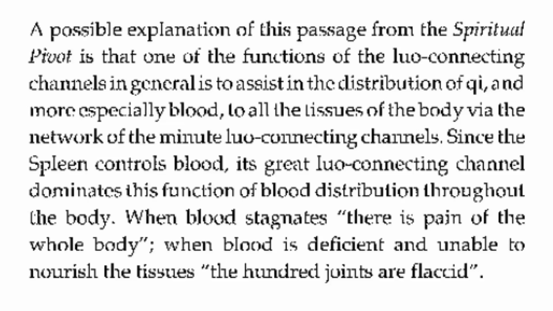A possible explanation of this passage from the Spiritual Pivot is that one of the functions of the Luo-connecting channels in general is to assist in the distribution of qi, and more especially blood, to all the tissues of the body via the network of the minute Luo-connecting channels. Since spleen controls blood, its great Luo-connecting channel dominates this function of blood distribution throughout the body. When blood stagnates, there is pain of the whole body. When blood is deficient and unable to nourish the tissues, the 100 joints are flaccid.